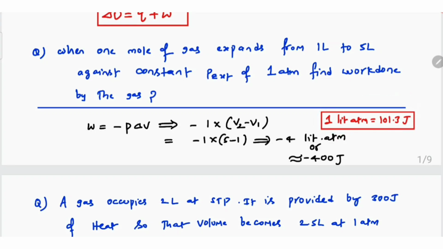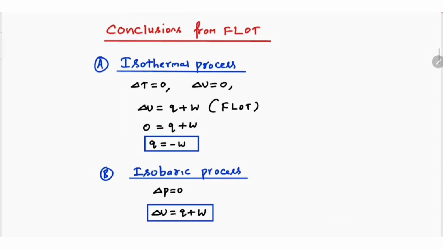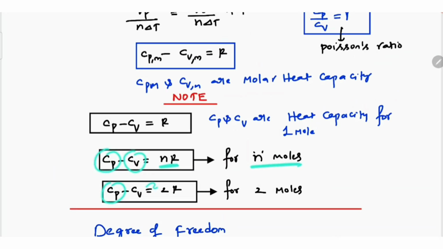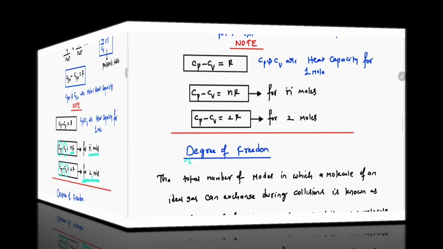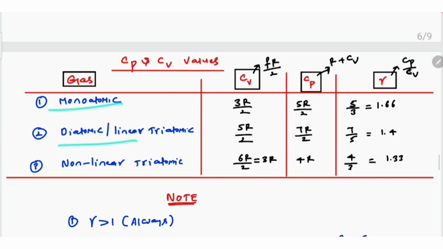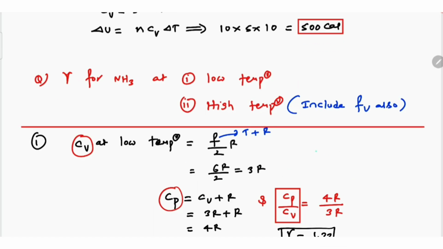1 liter atmosphere is equal to 101.3 joules. Conclusions from first law of thermodynamics. Types of heat capacity, Mayer's formula: Cp minus Cv is equal to 2R for 2 moles. And degree of freedom you see here, monoatomic gas is equal to 3 into 1 is equal to 3. All the respective values given here: Cv is F by 2R, Cp is R plus Cv, gamma is Cp by Cv. Maximum values, 3 translational, 3 rotational, maximum.